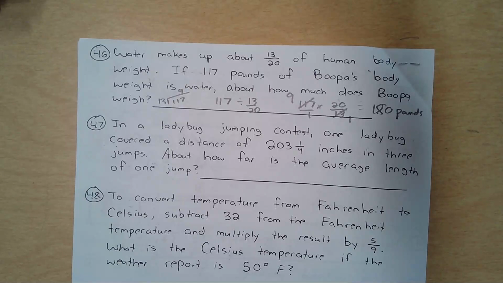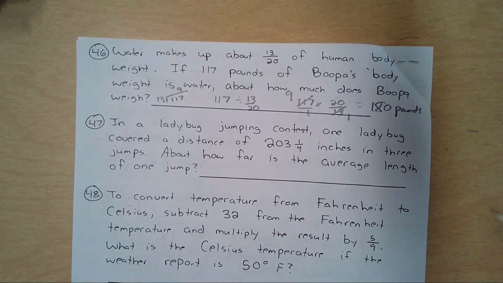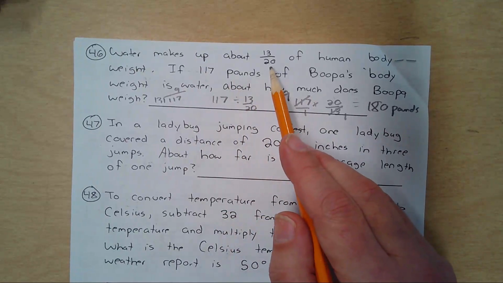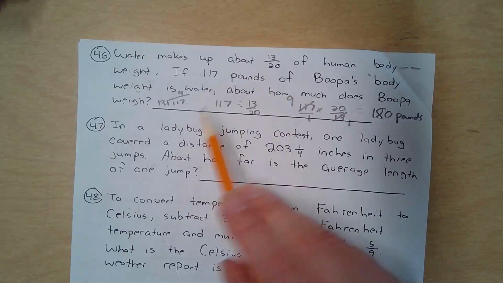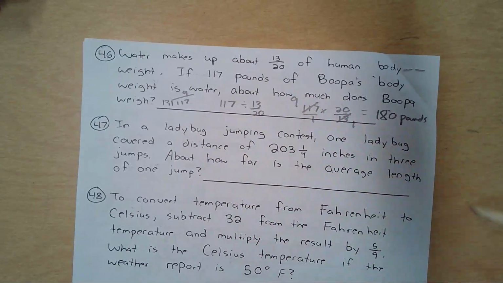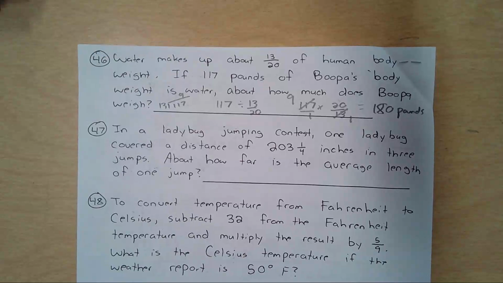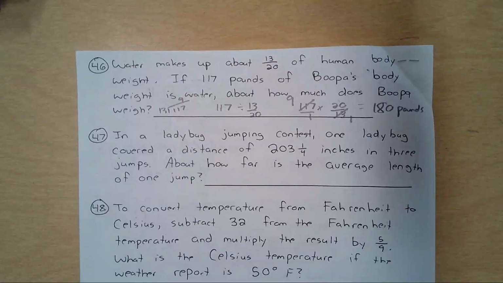I somehow got 160. I got 163. I don't know how. I don't know. I got 160. Yeah, because it's saying whatever her weight is, if we divide it by 13/20ths, then it will get one, say if we rewrite it as a fact. Boopa's body weight. Right. All right, 47.